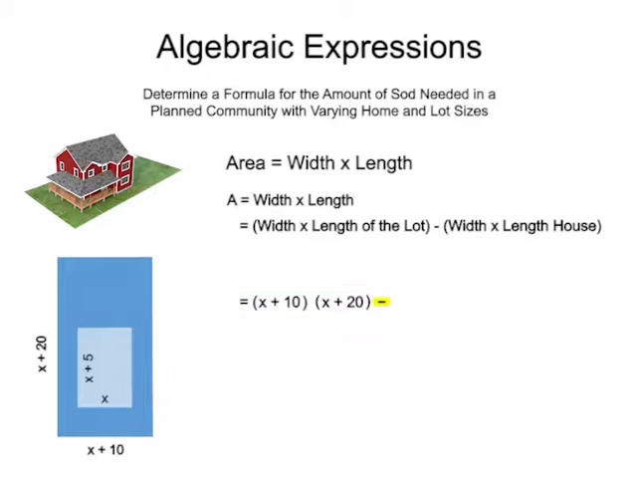Next, subtract the area of the house. The width of the house is represented by x, and the length of the house is x plus 5.